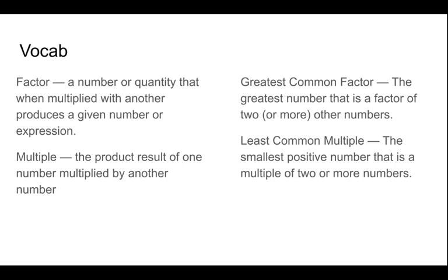So here's your vocab for today. Please make sure you pause this and go ahead and write it down in your composition book. We have 4 words. First word is factor. Factor is a number or quantity that when multiplied with another produces a given number or expression. For example, 2 times 4 equals 8. In that equation, 2 and 4 are factors of 8 because I can multiply them together to get 8.